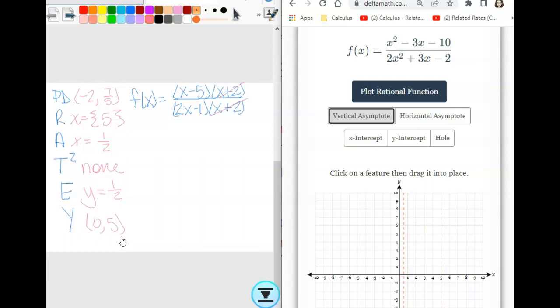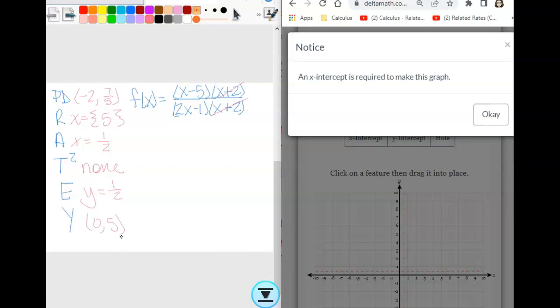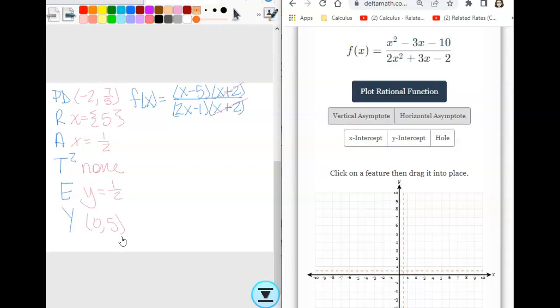And I know there's not a little mark for 1/2, but it's pretty forgiving if it looks like you did 1/2. Then I got the horizontal asymptote. That is also at 1/2. So I click that and I move it down to 1/2. And so if I do plot rational function now, it's going to say an x-intercept is required. After I put my x-intercept, it'll say a hole is required. Like you have to have all the stuff. So it's not even going to let you finish if you haven't done it.